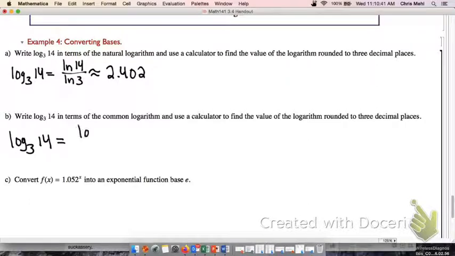Now you can do the same thing in part B, log base 3 of 14. I can write this in terms of the common logarithm as log of 14 over log of the base 3. And there's a log button on your calculator. If you do log of 14 over log of 3, you will also get 2.402.